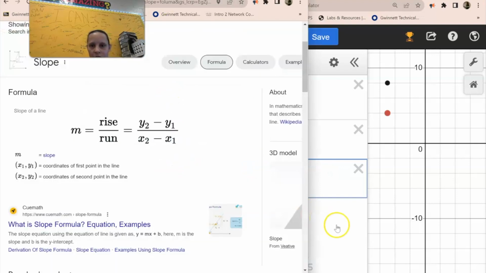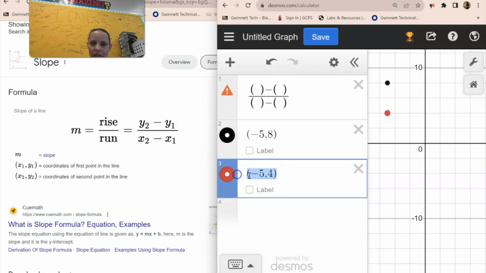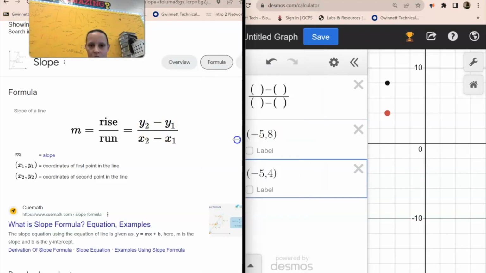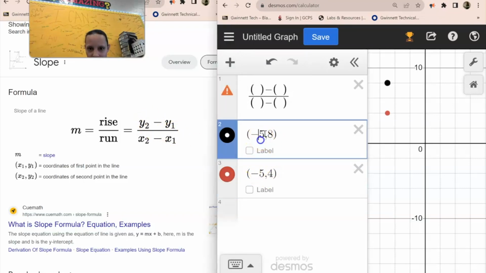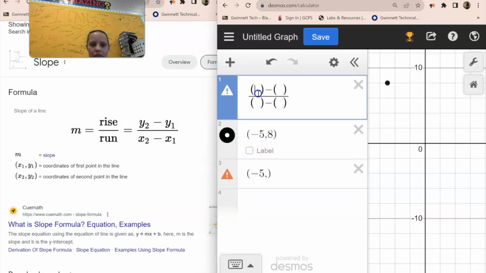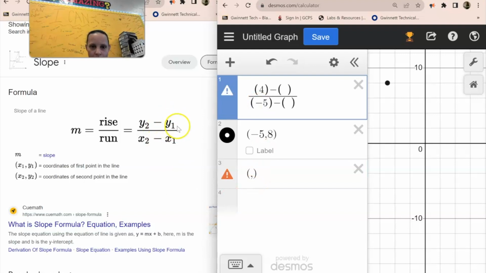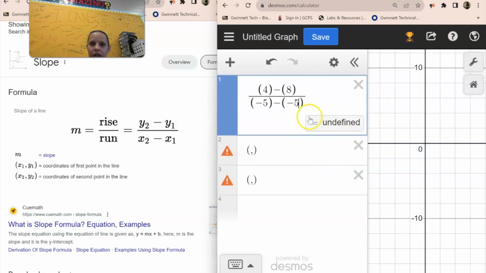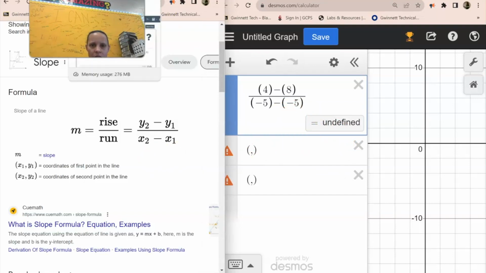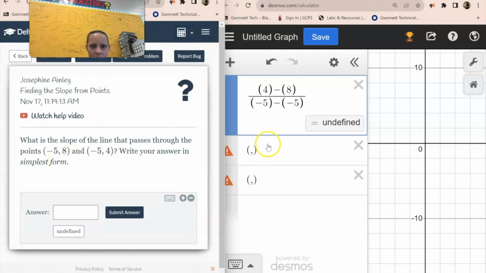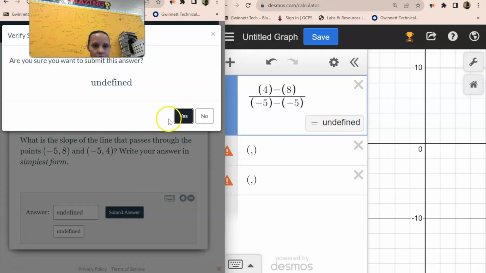Okay, so now I'm going to go to my formula. These are my 2 points. This is my first one, and this is my second one. The one I'm interested in right now is y2. So what's the second y value? It goes x and then y, x and then y. So this is my second one. I'm going to do Control X, Control V, and then x2 on the bottom. This is my second point for x, Control X, Control V, and then y1 on the top. So the y value, Control X, Control V, and then the x value, Control X, Control V. All right, it says undefined. So let me just double check my equation because I think I did something wrong. So -5, -5, -8, -5, 4. Well, actually, that's fine. There's undefined right here. So click undefined. It is undefined.